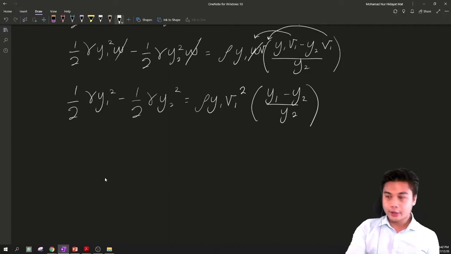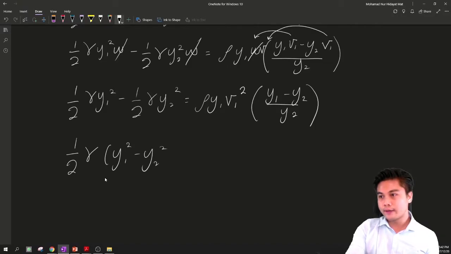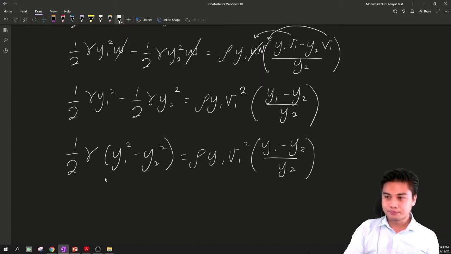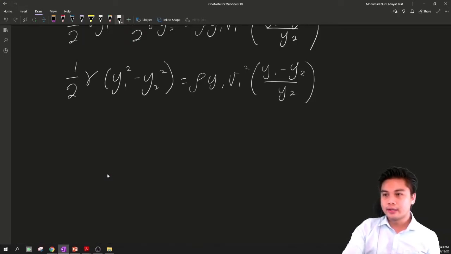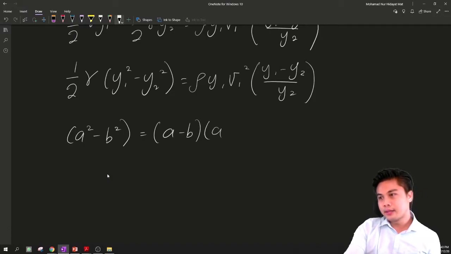This y1 and y2, these have the same term, we can factorize 1 over 2 gamma, only left y1 squared minus y2 squared equal to rho y1 v1 squared y1 minus y2 over y2. From here, we can actually expand further based on our mathematical understanding. This y1 squared minus y2 squared, we can use the methods of factorization.